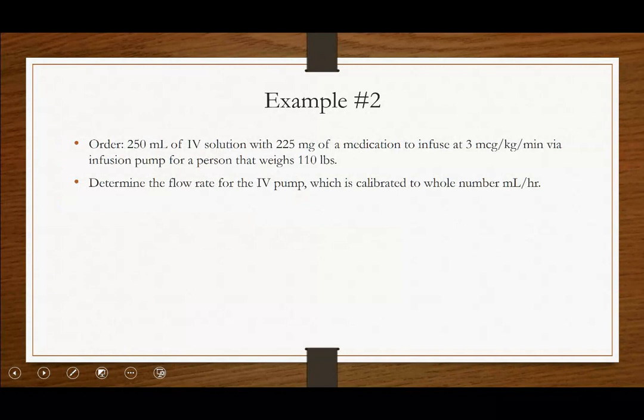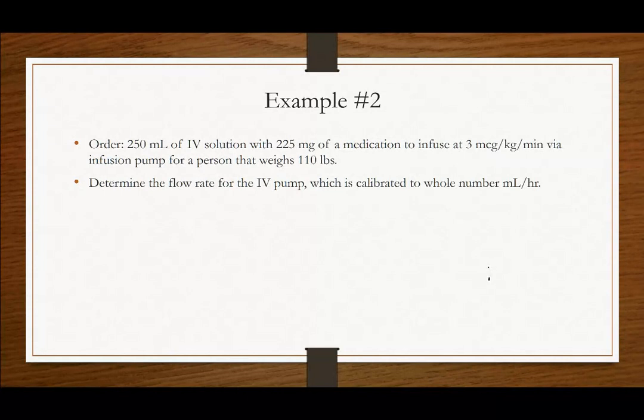Example number 2. Here we're given an order to administer 250 milliliters of IV solution with 225 milligrams of medication to infuse at a rate of 3 micrograms per kilogram per minute via infusion pump for a person that weighs 110 pounds. And again, we're asked to determine the flow rate for the IV pump, which is calibrated to whole numbers of milliliters per hour.